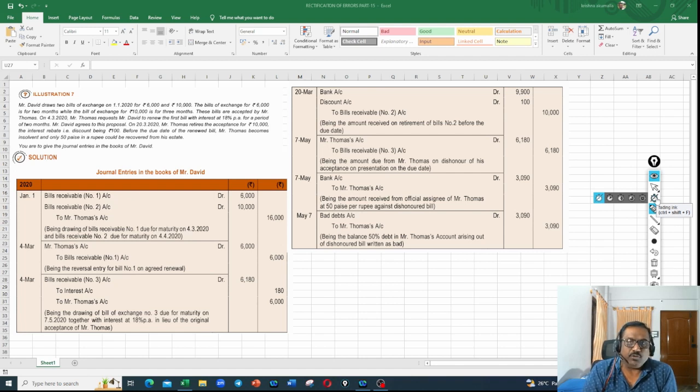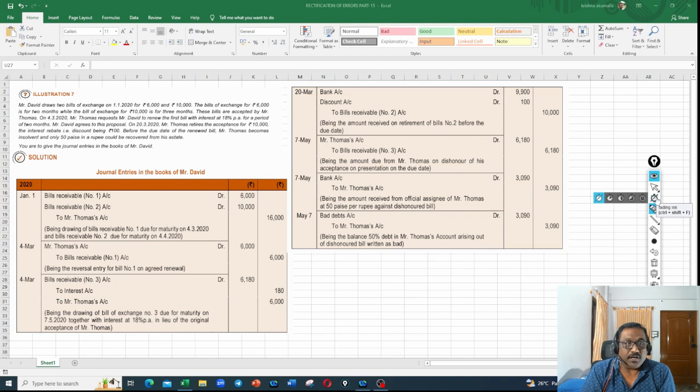On 20th March 2020, Mr. Thomas retires the acceptance for 10,000 rupees, the interest rebate, that is discount, being 100 rupees. He is ready to pay the second bill amount. For the second bill, he agreed to pay well in advance with a discount of 100 rupees. The second bill got honored, paid in advance. Before the due date of the renewed bill, the first bill got renewed, so that has to be paid, that is pending.